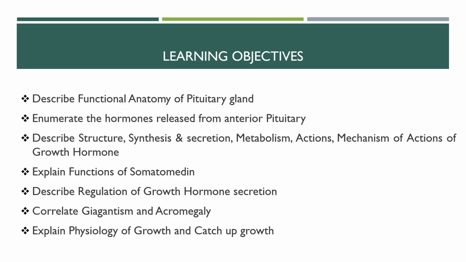Learning objective. At the end of this session, the student will be able to describe functional anatomy of pituitary gland, enumerate the hormones released from anterior pituitary, describe structure, synthesis and secretion, metabolism, actions, mechanism of actions of growth hormone, explain functions of somatomedin, describe regulation of growth hormone secretion, correlate gigantism and acromegaly, explain physiology of growth and catch-up growth.